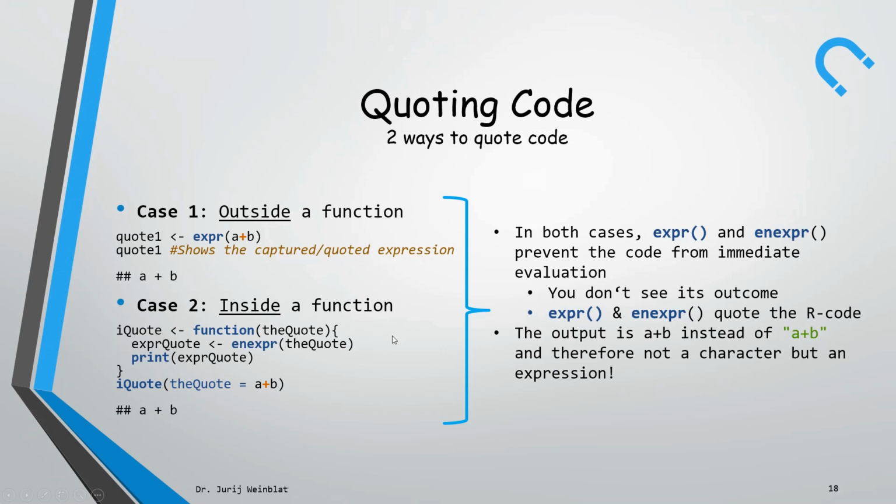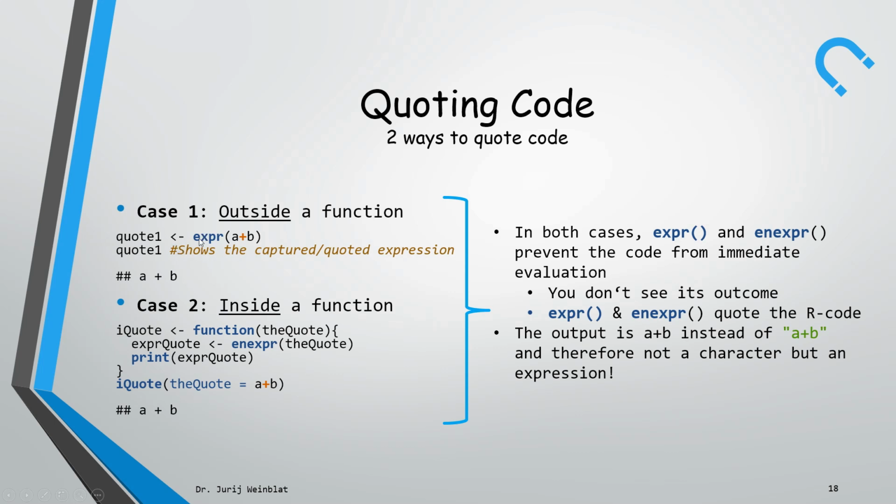So how do you do it in R? Because what I explained to you before was rather theoretical. You can do it in two ways. And which of the two ways you have to choose really depends on the context, or where the source code is. If the source code is outside a function, you have to use case 1, and if it's inside a function, you have to use case 2. Let's start with case 1. So you are not in a function.